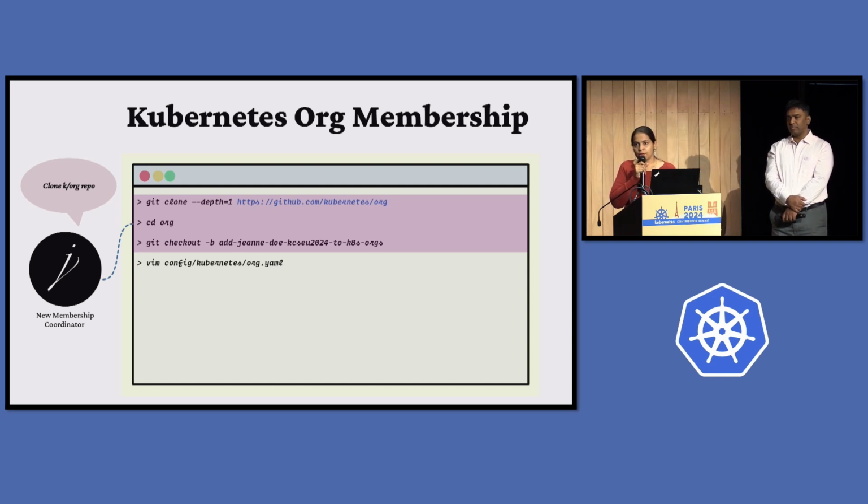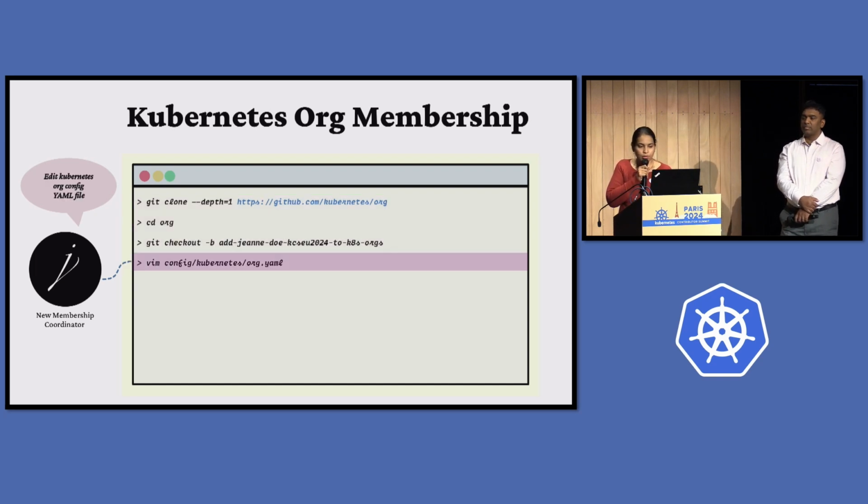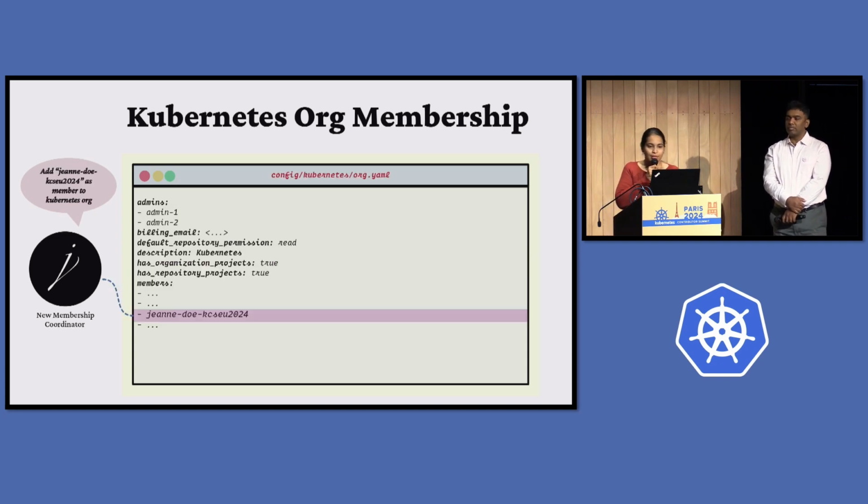So a new membership coordinator, or an MC, will clone the repo, and check out a separate branch to make some changes. In this case, Jean requested membership for Kubernetes, for example. So we'll make changes in an org YAML file for the Kubernetes org. In this case, this is how the org YAML looks. We are adding Jando in the members section of the org YAML file in alphabetical order.